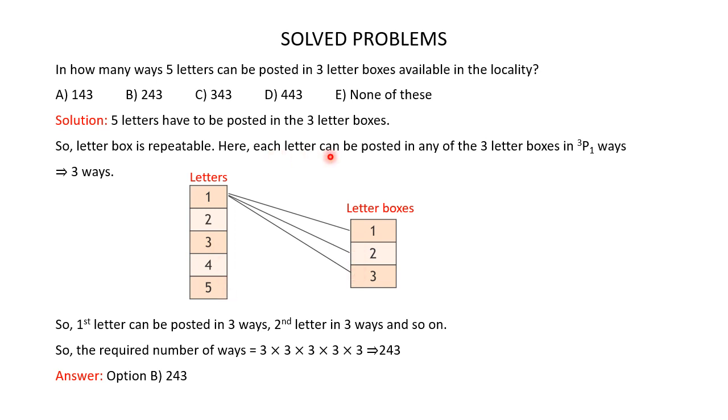Each letter can be posted in any of the three letter boxes in 3P1 ways, which is three ways. So the first letter can be posted in three ways. The second letter can be posted in three ways. The third letter can be posted in three ways, and so on. So the required number of ways is equal to 3 multiplied by 3 multiplied by 3 multiplied by 3 multiplied by 3, which is nothing but 243. So there are 243 ways in which 5 letters can be posted in 3 letter boxes.